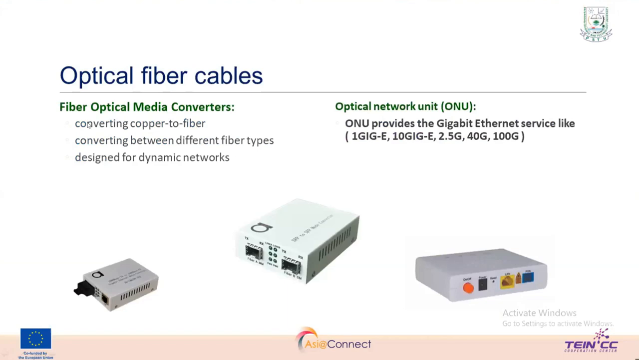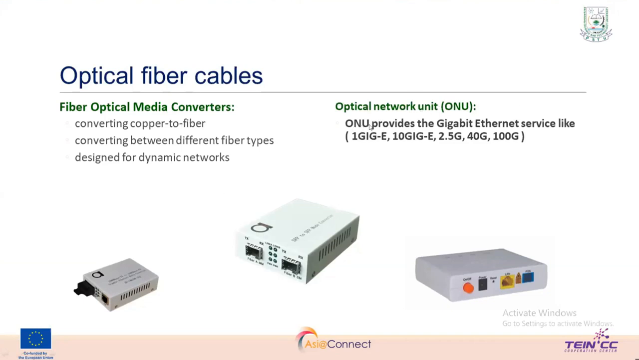Fiber optic media converter, converting copper to fiber, converting between different fiber types, designed for dynamic networks, optical network unit. Converting copper to fiber means that when some part of a network uses twisted pair or coaxial cables for communicating, and we want to transmit data over the fiber optic cable, we can make an interface from the copper medium and use these copper to fiber converters.